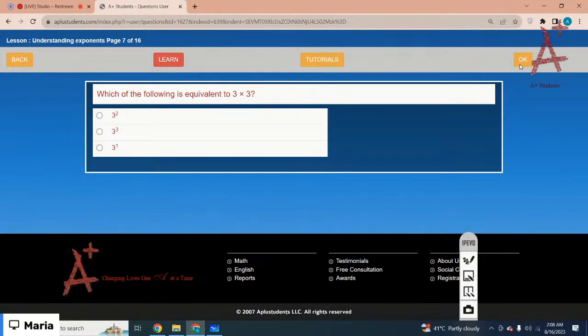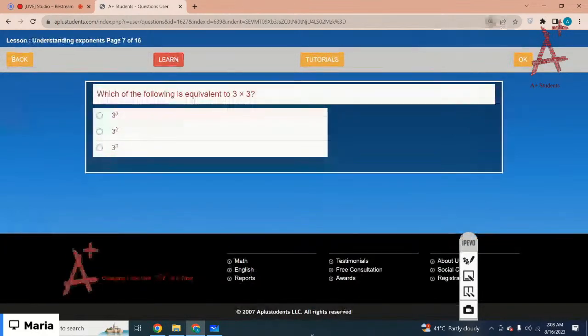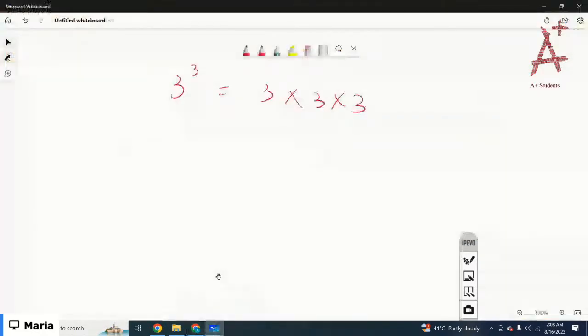Which of the following is equivalent to 3 times 3? So which is the correct option? You are multiplying 3 how many times? Just 2 times, right? So which is the correct option? 3 is the base and the exponent is 2. Yes, it would be 3 exponent 2.